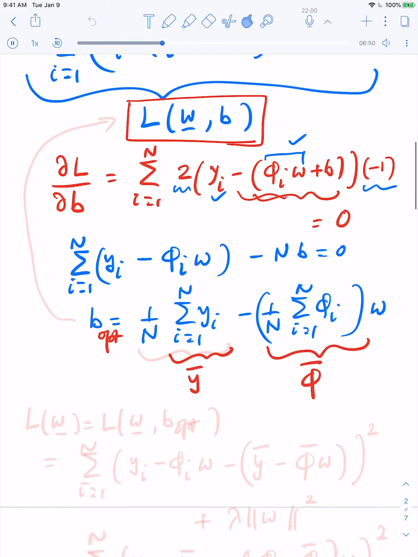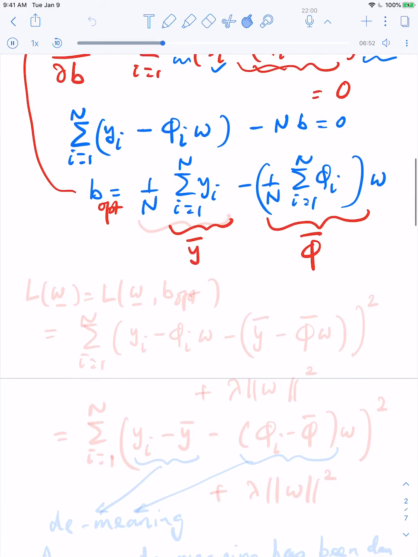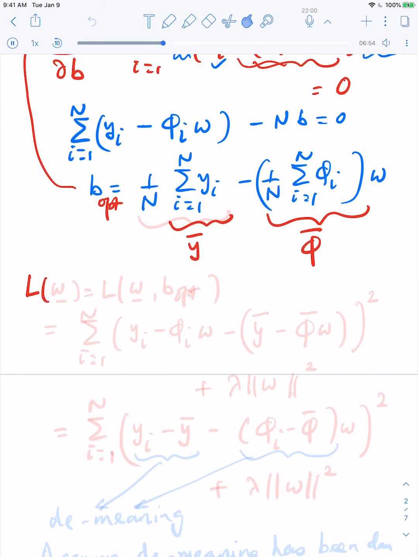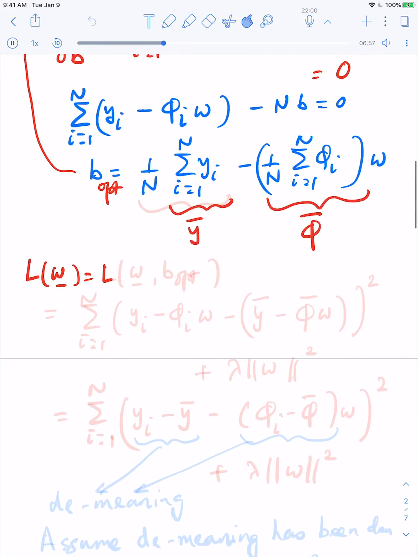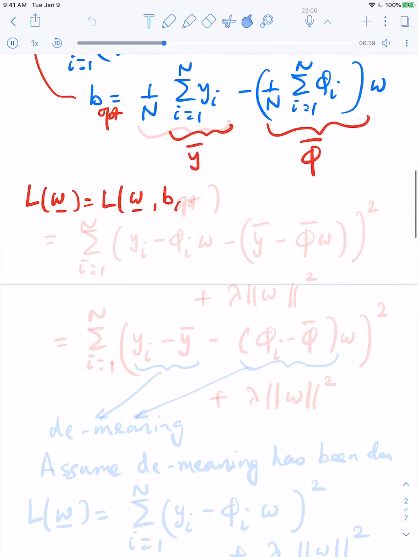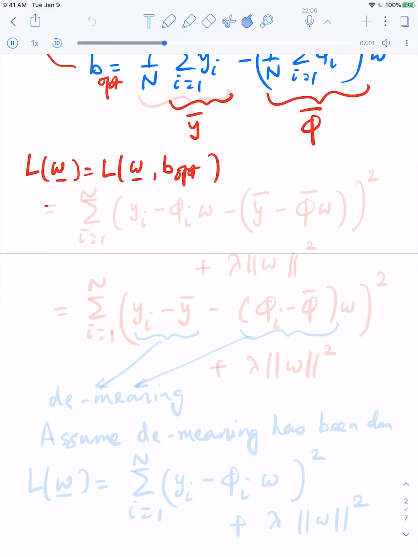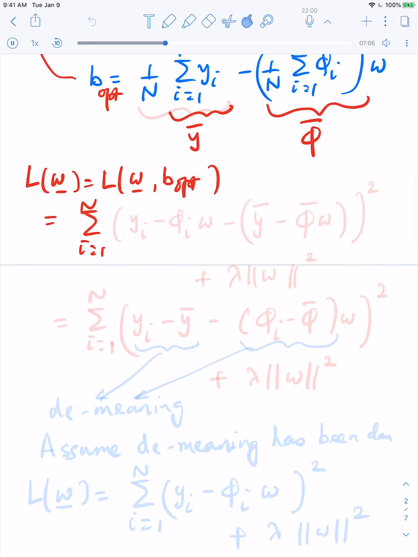I'm going to plug that back in here and get L of w alone, which is L of w and b opt, is going to be summation i equals 1 to n of yi minus phi i w minus b opt, right?